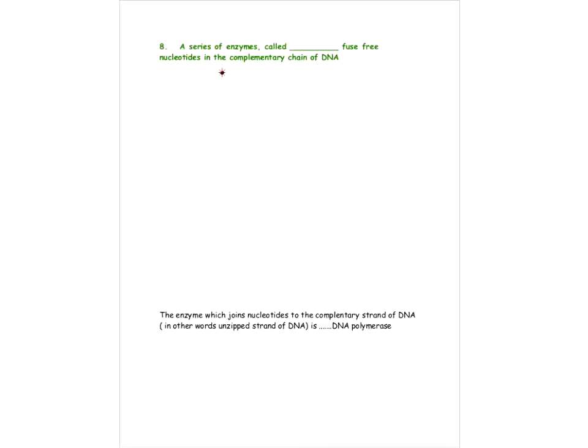Okay, now this question says a series of enzymes called blank fuse free nucleotides in the complementary chain of DNA. So we're going to be fusing together or joining free nucleotides together with the chain of DNA. Now the enzyme which joins nucleotides to the complementary strand of DNA, in other words, the unzipped strand of DNA, is DNA polymerase.